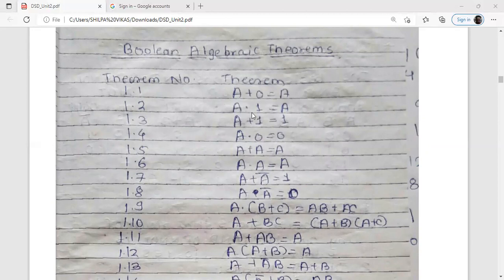This is the second theorem. The third theorem is A plus 1 is equal to 1. Then A dot 0 is equal to 0: if you multiply anything with 0, we get 0. A plus A gives A, and A dot A gives A. A plus inverse of A is equal to 1. This is a very important theorem that we will use whenever we need to solve algebraic equations. A dot A bar is equal to 0.